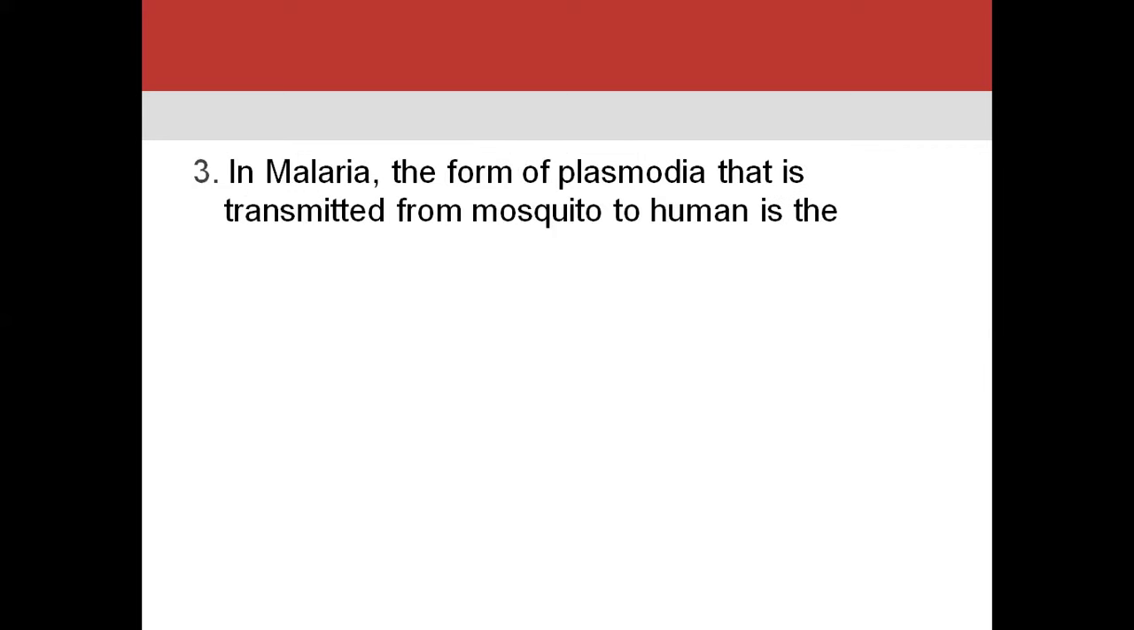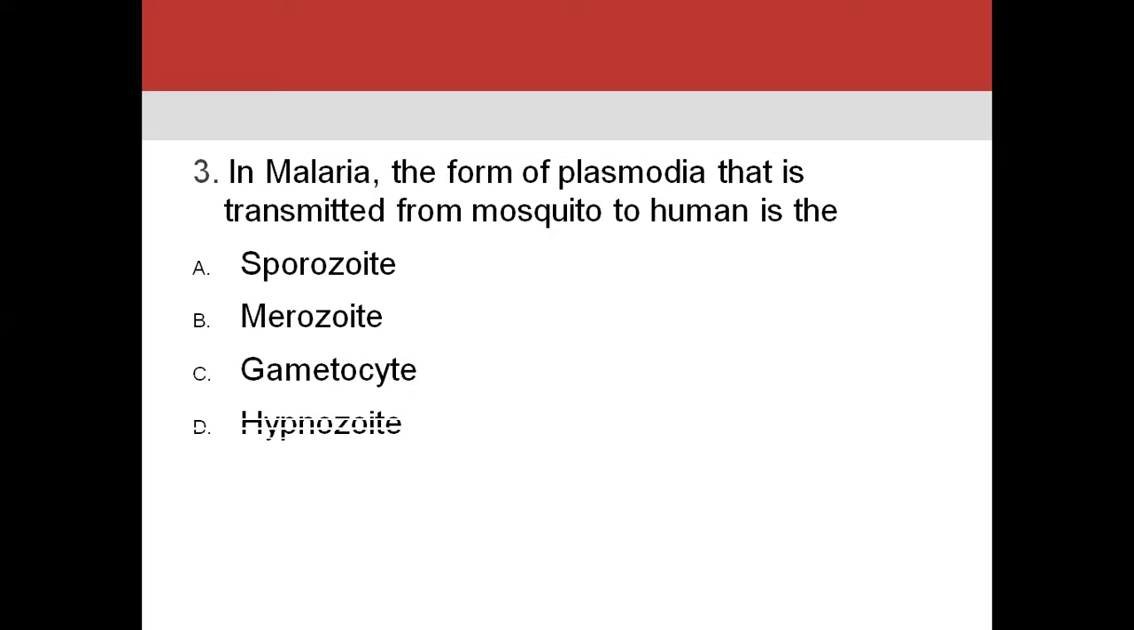Next question. In malaria, the form of Plasmodium that is transmitted from mosquito to human is: option A, sporozoite; option B, merozoite; option C, gametocyte; option D, hypnozoite. Here, the right answer is sporozoite. So what is a sporozoite? It is the infective form of the malarial parasite. It is present in the salivary gland of the female Anopheles mosquito and it is the infective form to humans. It is transmitted by the bite of the female Anopheles mosquito.